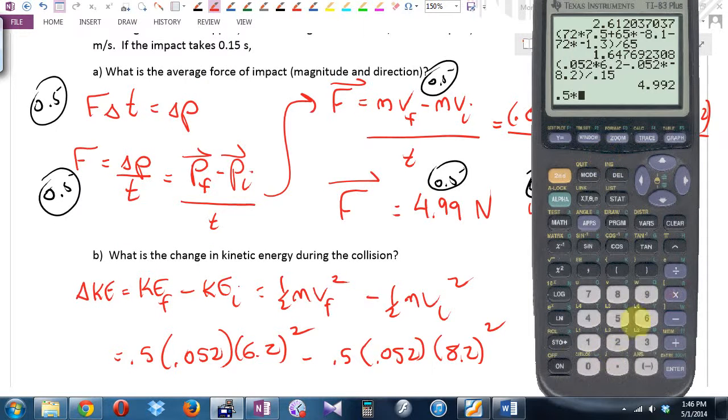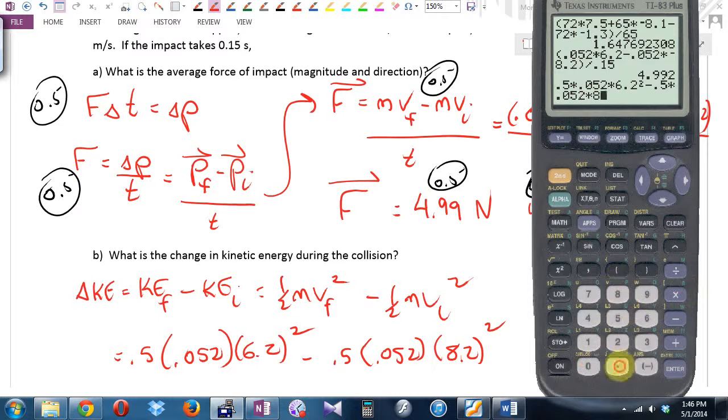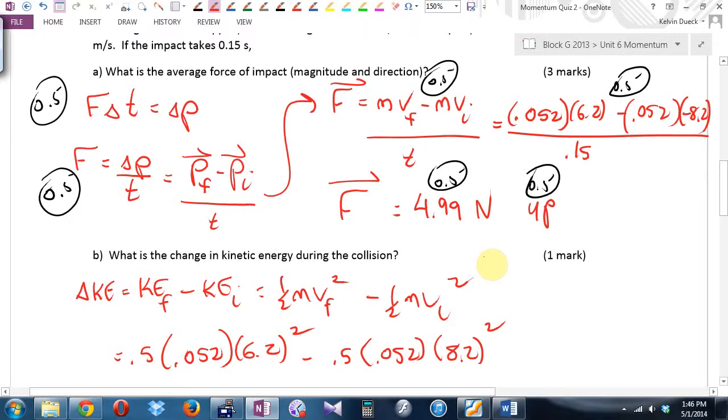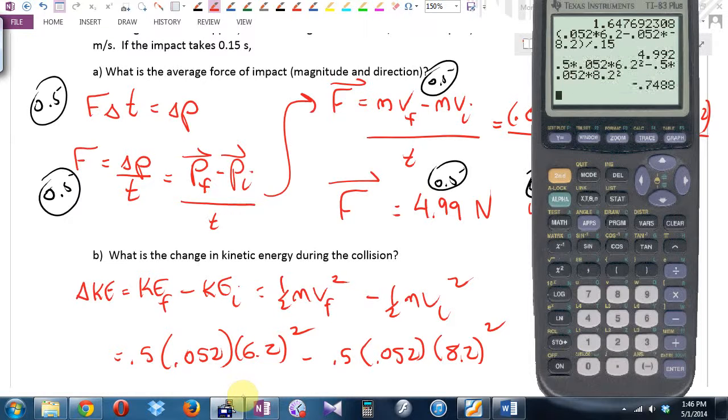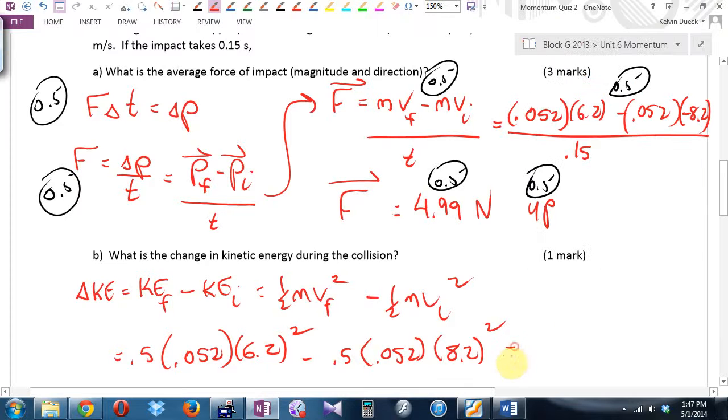0.5 times 0.052 times 6.2 squared minus 0.5 times 0.052 times 8.2 squared. Is that right? Looks good. Do you get negative 0.75 joules? Now, this negative is not a direction. It's saying you lost kinetic energy.